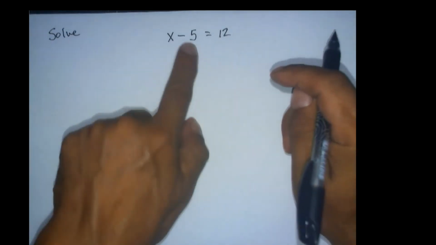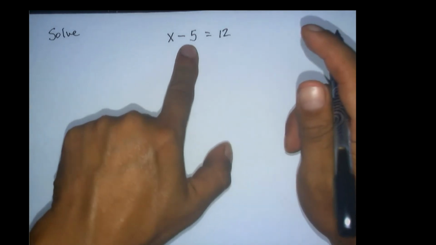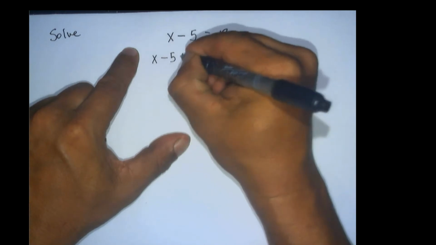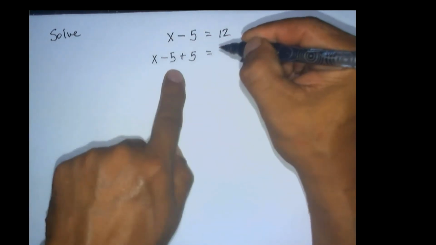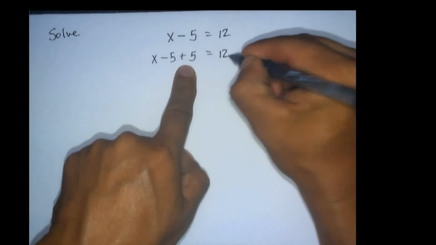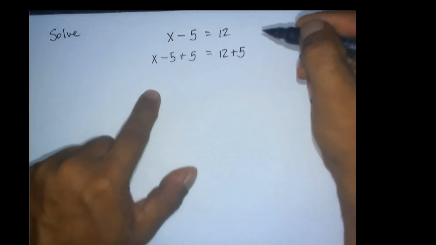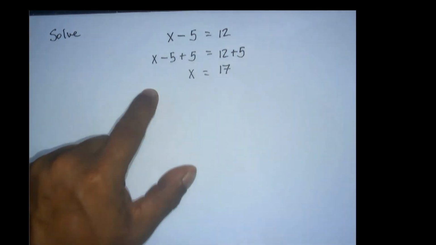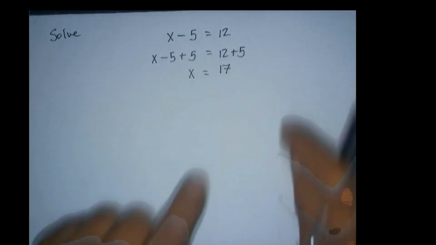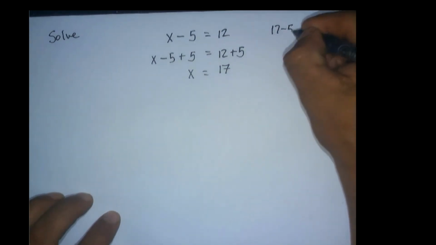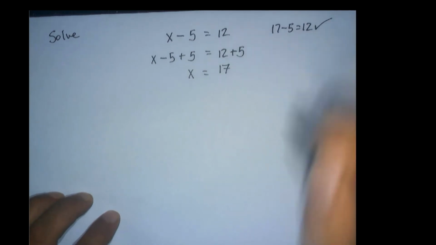So I want 0 here. So if I add 5 to negative 5, it gives me X. But I added 5 to this side, so that means I have to add 5 to the other side. And the result is X equals 12 plus 5, which is 17. Let's check it. 17 minus 5 is indeed 12. It sure is. Alright, your turn.